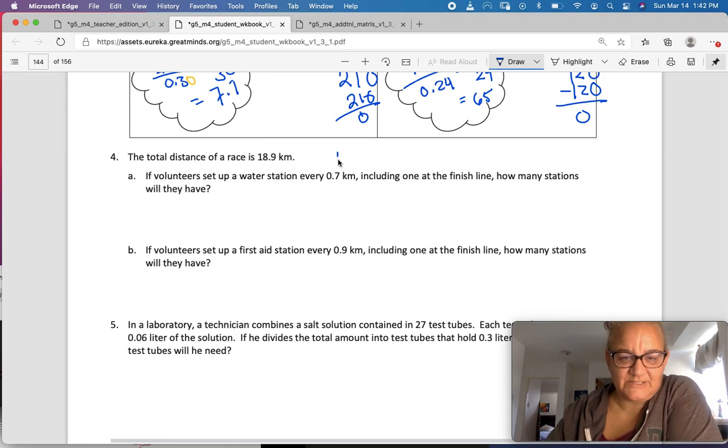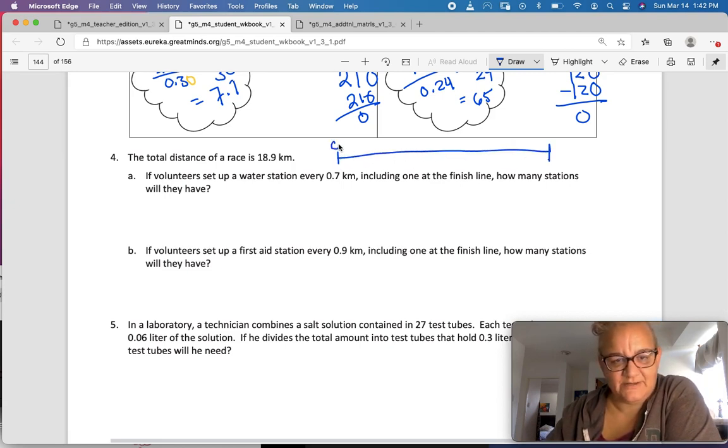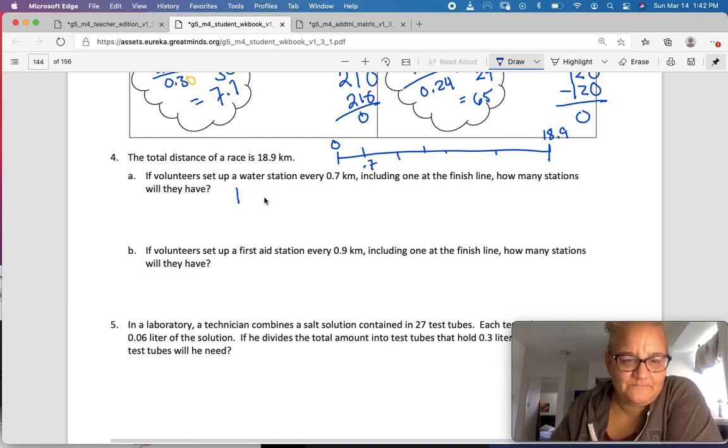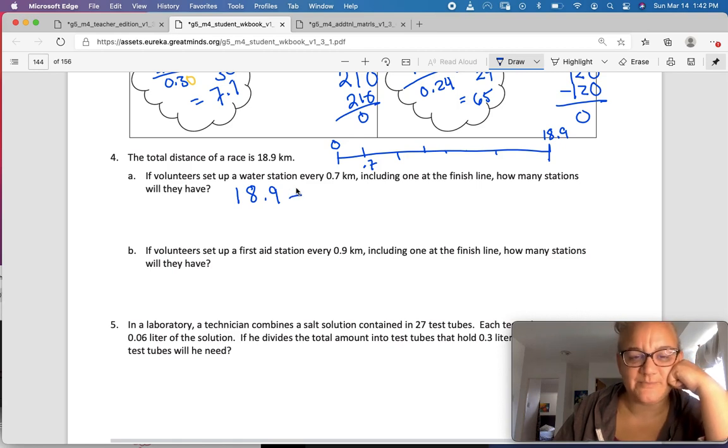Okay, so actually I'm going to show you a number line. And that number line is going to have 0, and the end of the number line is going to be 18.9. And they want a water station every 7/10, right? So every 7/10. So how many times is that going to fit in here, right? We have to count. All right. So 18 and 9/10 kilometers divided by 7/10 of a kilometer is going to give us our answer of how many water stations.